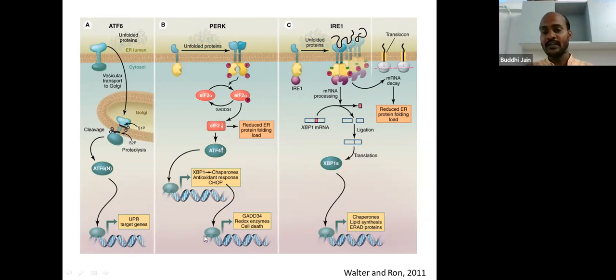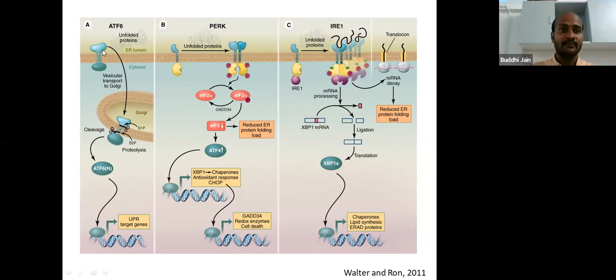But the same signaling, if the ER stress condition persists and they are not able to overcome this stress condition, the same signaling leads towards apoptosis. The same signaling which was trying to restore the homeostasis is now leading cells towards apoptosis. Now how do these three signaling pathways work?